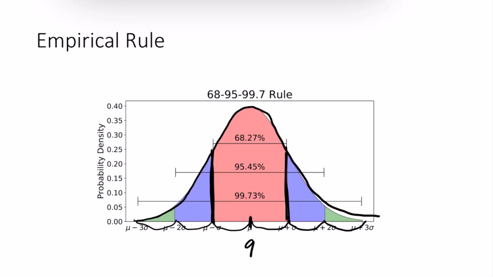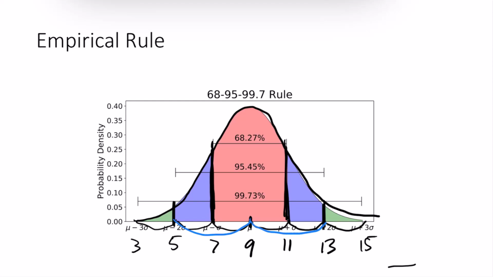So if I add 2 to 9, that gives me 11. If I add 2 to that, that gives me 13. And then I have 15 for this last one. And then if I subtract my standard deviation as well, I get 7 and 5 and 3. The empirical rule basically says that in my data set, there's going to be 68% of my data points that are between 7 and 11. And then there's going to be 95% of my data points that are between 5 and 13. So essentially that's like 2 standard deviations away from the mean.